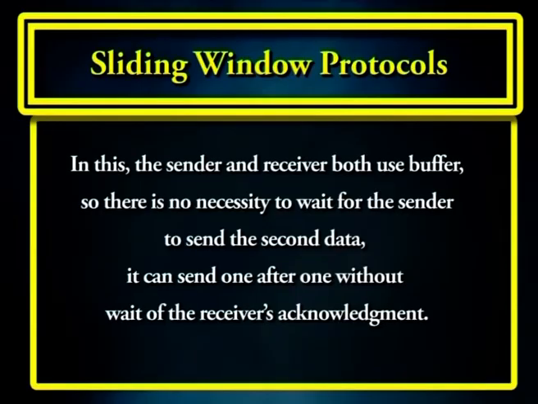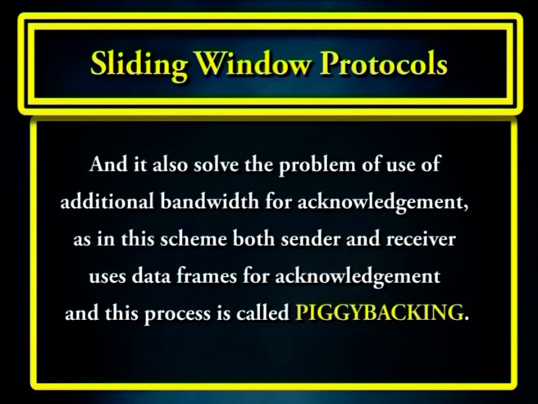In this, the sender and receiver both use a buffer, so there is no necessity for the sender to wait to send the second data. It can send one after another without waiting for the receiver's acknowledgement. It also solved the problem of using additional bandwidth for acknowledgement, as in this scheme both sender and receiver use data frames for acknowledgement, and this process is called piggybacking.